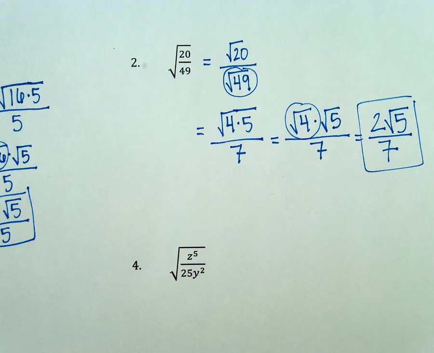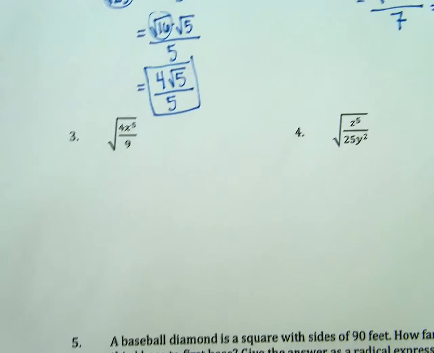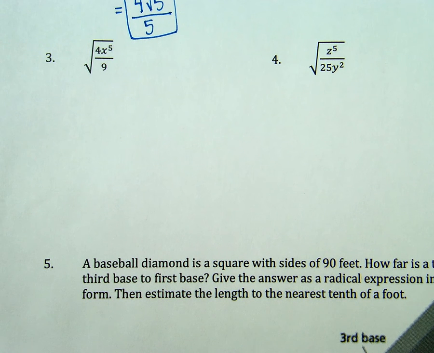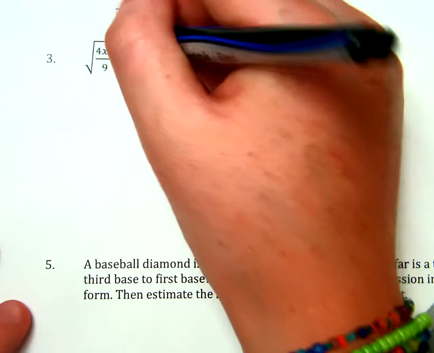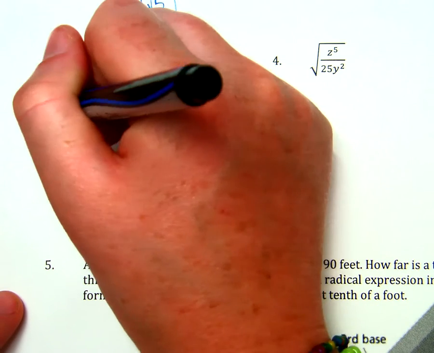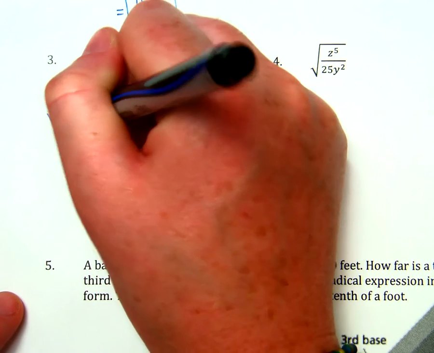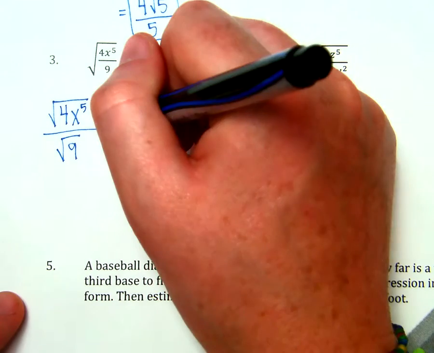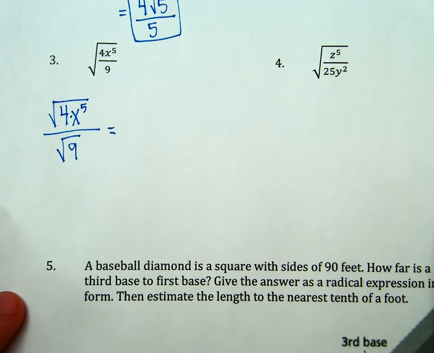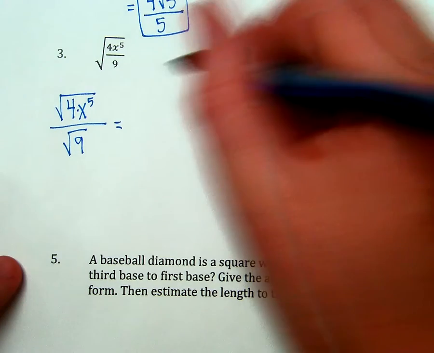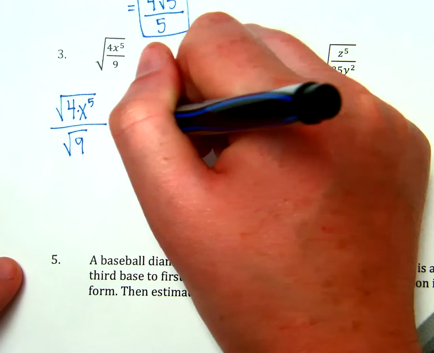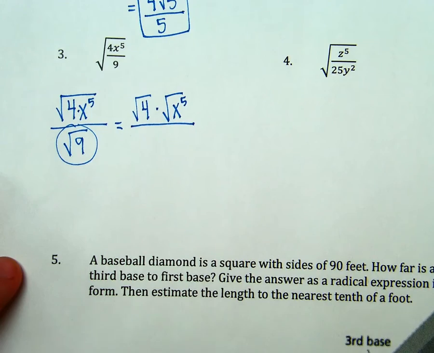All right, take a look over here at number 3. With number 3, we have square root of 4x to the 5th over 9. If you take a look here, we can split this up. So we could write this as the square root of 4x to the 5th over the square root of 9 individually. Now we can even split this up because that's really multiplication of 4 and x to the 5th. So I can do a square root of 4 times the square root of x to the 5th over the square root of 9. That's pretty, the square root of 9 is 3.